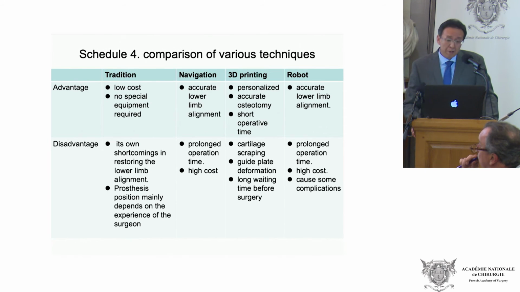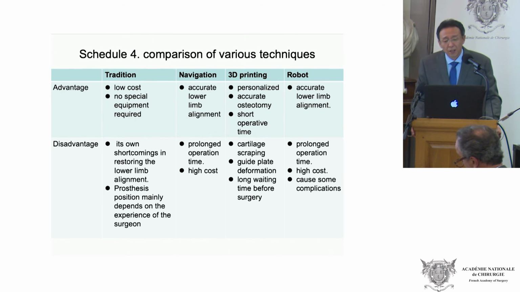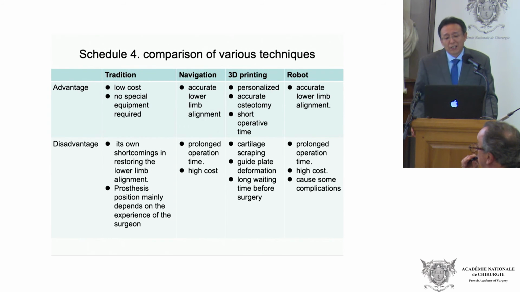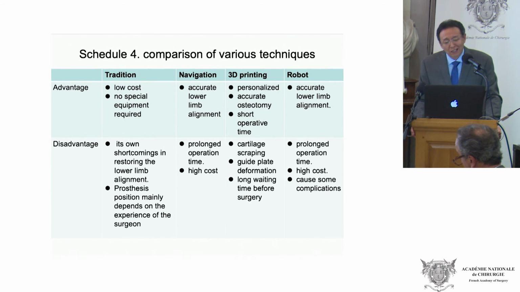And we have compared four kinds of method: one is traditional, one is navigation, one is 3D printing, one is robotics. Table 4, comparison of various techniques. Traditional advantage: low cost, no special equipment required. Its shortcomings: restoring the lower limb alignment and the osteotomy position mainly depend on the experience of the surgeon. Navigation advantage: accurate lower limb alignment. Disadvantages: prolonged operation time and high cost.